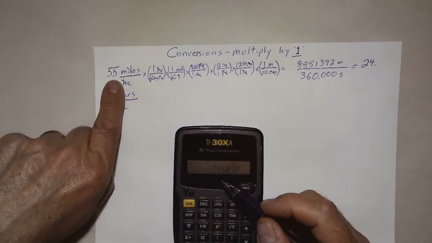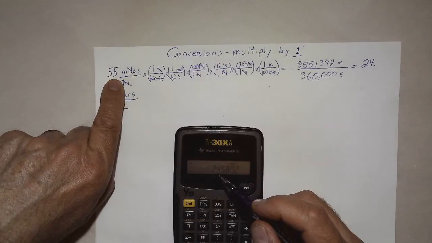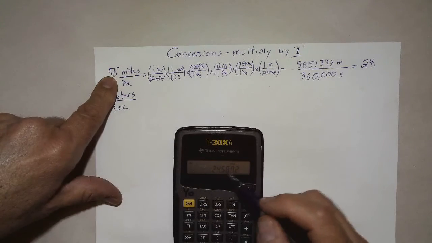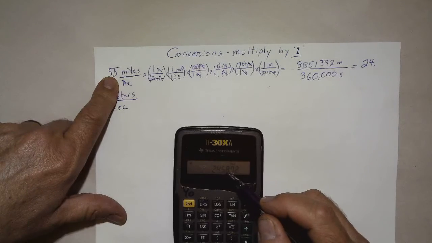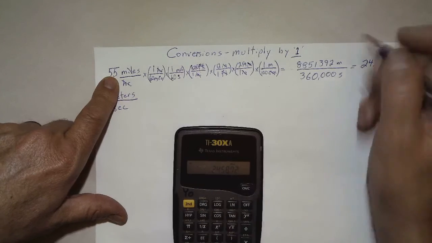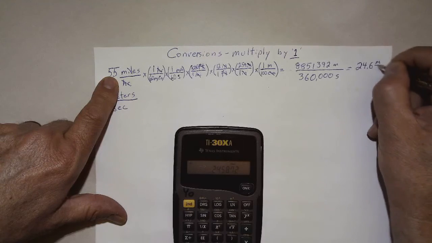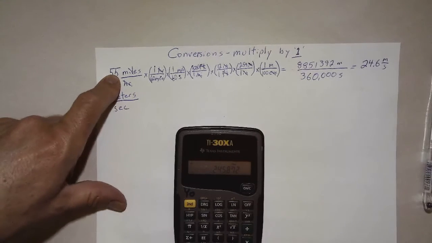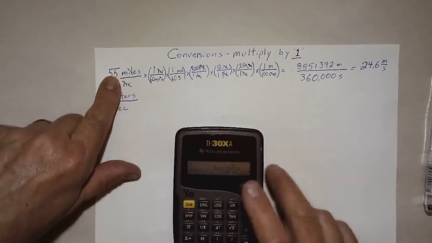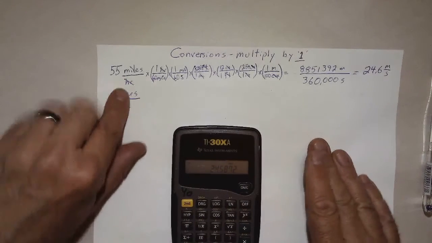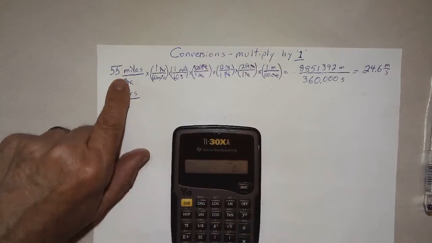and what should we round to? Well, 55, I only have 2 significant figures here. I could say 3. If I say 4, they know I'm crazy. So 24.6 meters per second. Let me show you how to do that the way where we don't use parentheses, because I don't want to confuse you with that. So let's just make sure we get this.